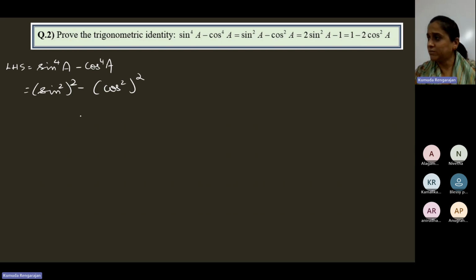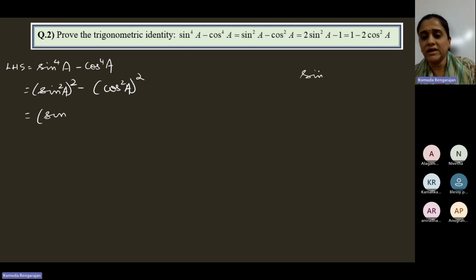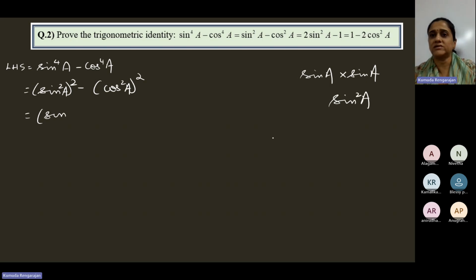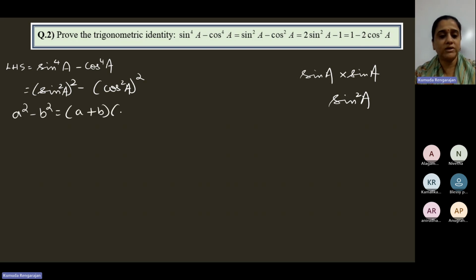So it's of the form A square minus B square, right? What is A square minus B square? A plus B into A minus B. Sine square A is nothing but sine A the whole square, sine A into sine A. So this is of the form A square minus B square, which can be written as A plus B into A minus B, where A is sine square A and B is cos square A.